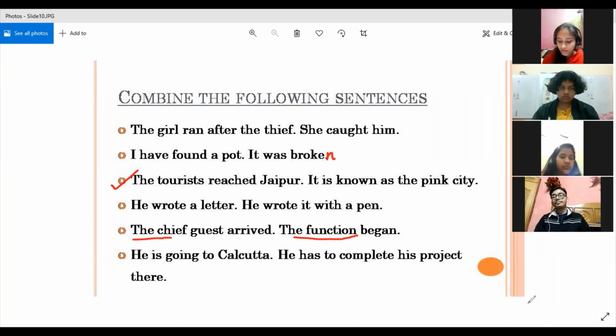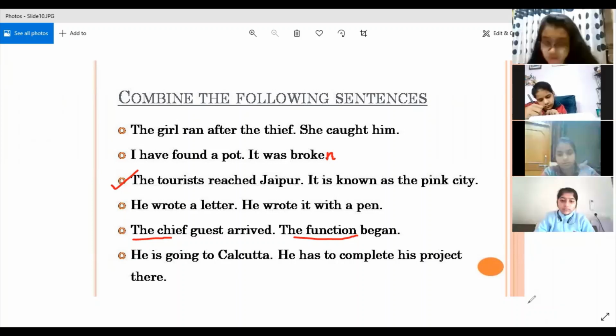Fine, last one is going to Calcutta. He has to complete his project. Yes, Shreya.